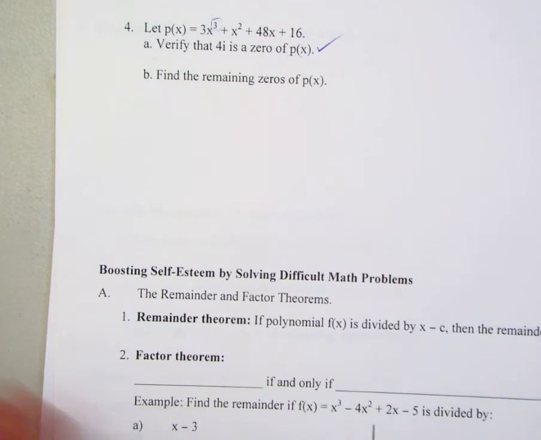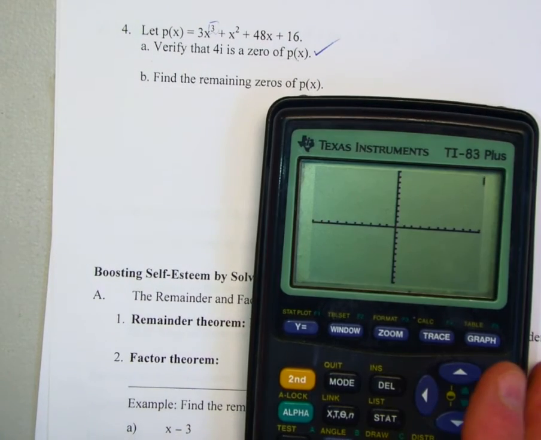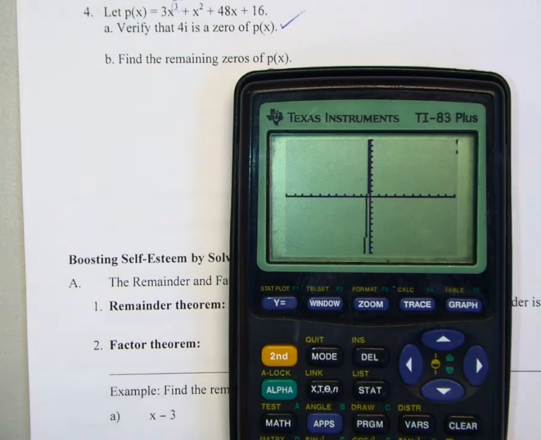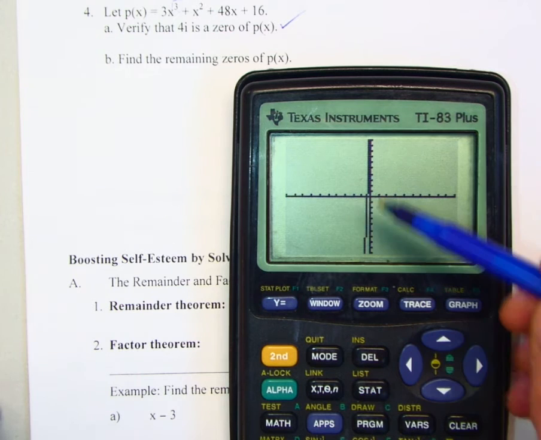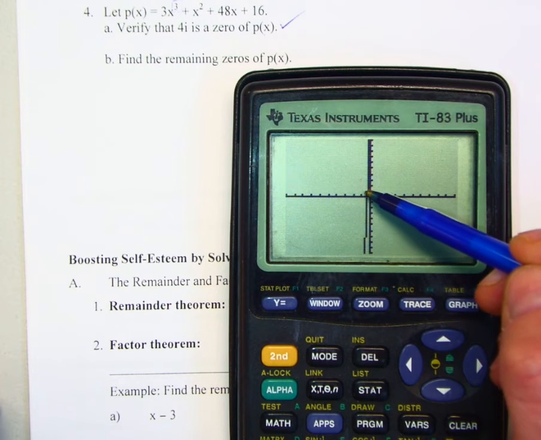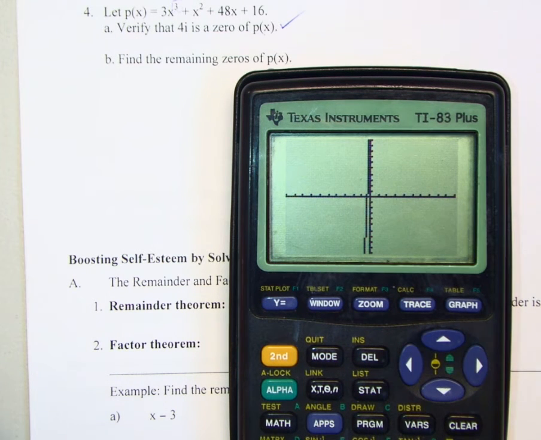So I'm going to go on my calculator, clear that out and go 3x to the power 3 plus x squared plus 48x plus 16, like that. Go ahead and hit graph. It's not the best graph, but at least we can see something. Okay, same thing as before. I know that this number right here, whatever that is, is one of my zeros. So I know I'm looking for 3 numbers.